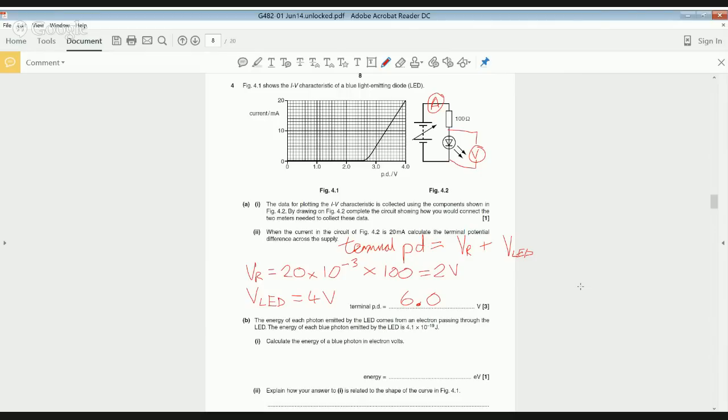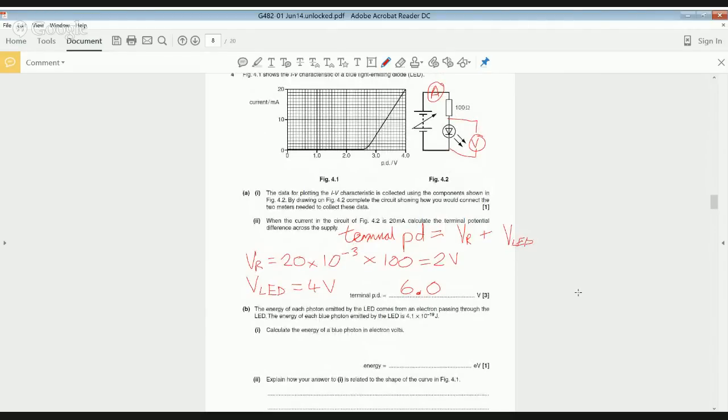The energy of each photon emitted by the LED comes from an electron passing through the LED. The energy of each blue photon emitted by the LED is 4.1 times 10 to the power of minus 19 joules. Calculate the energy of a blue photon in electron volts.